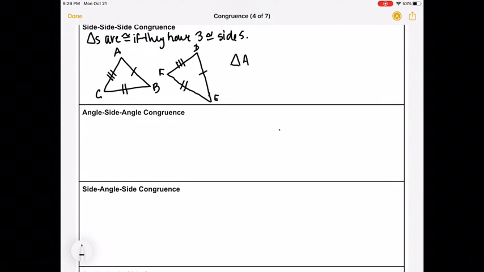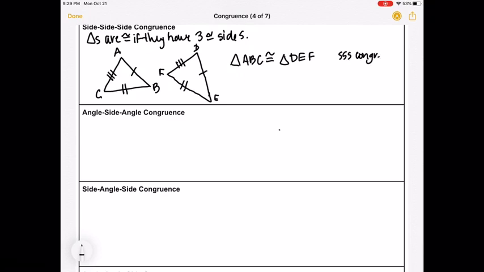I'll say triangle ABC is congruent to triangle DEF. And just like when we did angles, make sure you're putting this triangle symbol in front of there as part of your statement. And if I needed to say why, well, side-side-side congruence is here, so I would just say SSS congruence was my reason. Okay?